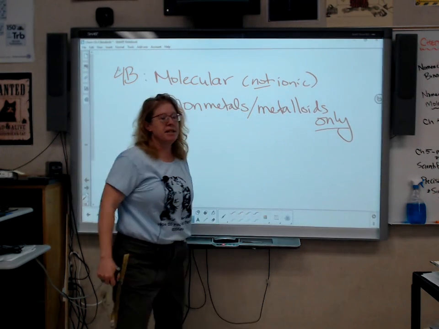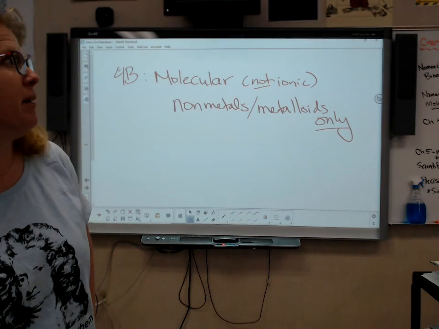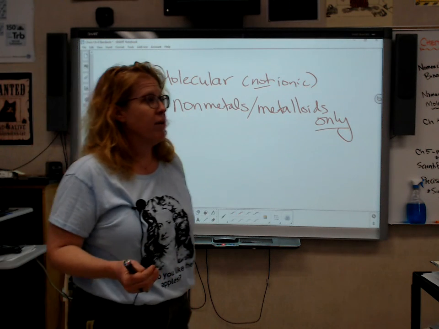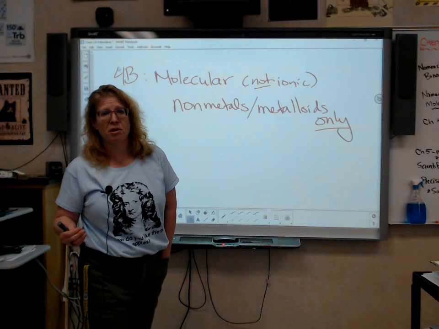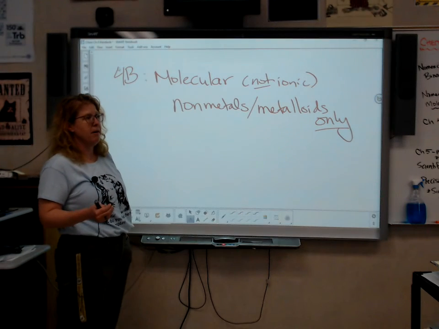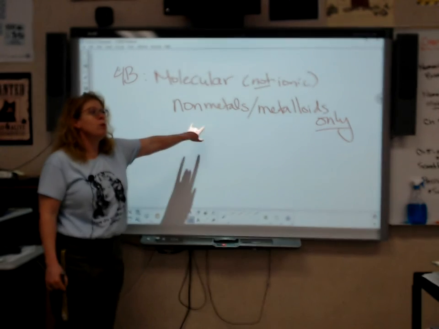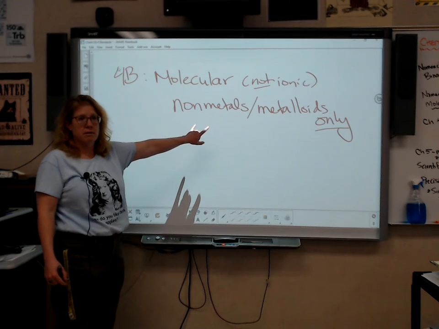Okay, the thing that makes these different is that they don't have metals in them. That's how you know whether you're doing this style, how you can tell that you're doing this type of compound. They're called molecular compounds. They do not conduct electricity when they are in solution, like the ionic lab that we had last chapter. That's why they're called molecular. And these kinds of compounds only contain nonmetals and metalloids.